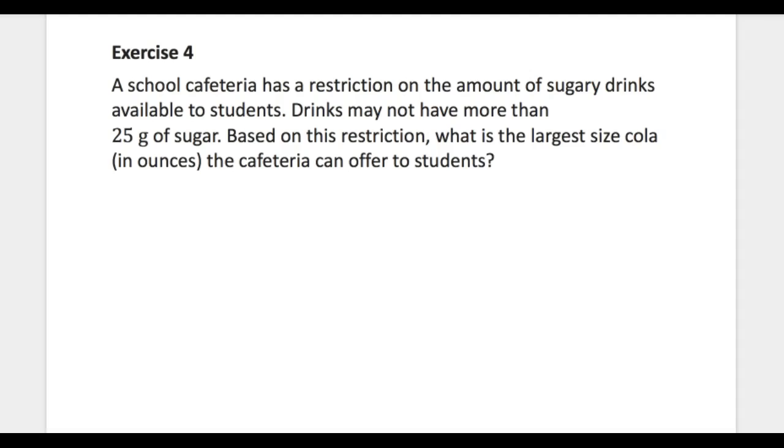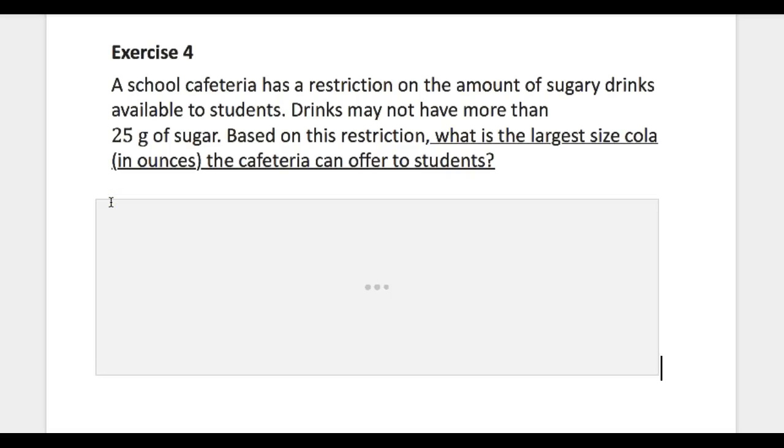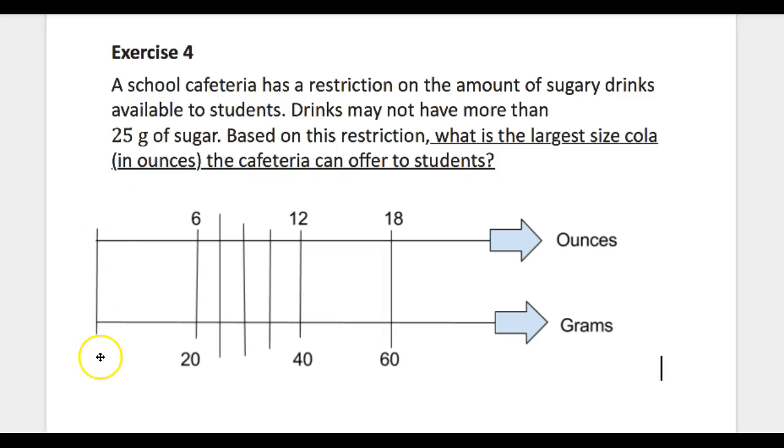Okay, and then what is the problem asking us to find? Sure. The problem is asking us to find the largest size cola in ounces the cafeteria can offer to students. You all probably have drinks in your cafeteria, and they have sugar in it. So there's a restriction of how much sugar can actually go inside your drinks. How do we figure this out? Well, let's start by drawing our double number line. Go ahead and take a minute, if you haven't done so already, and draw this either on your Word document or on your paper.